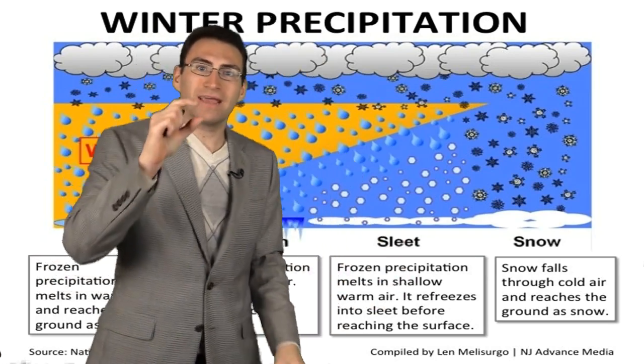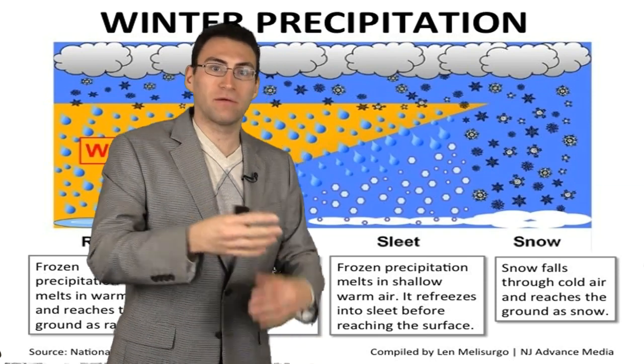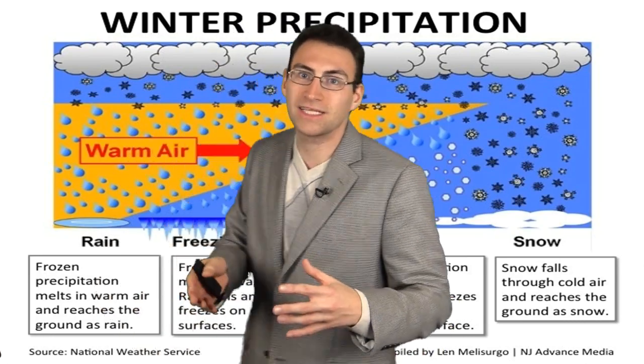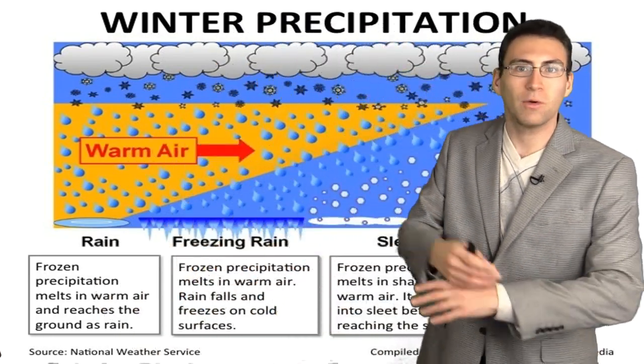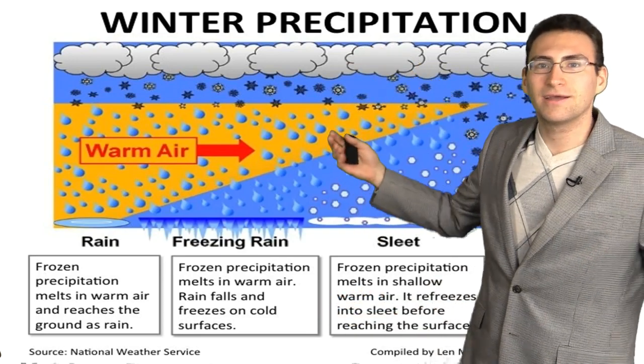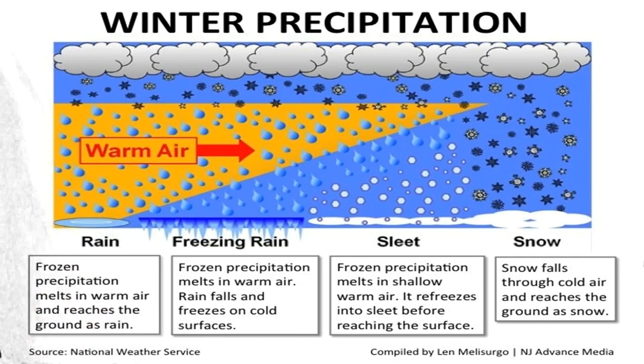With sleet, you need a thinner warm air layer. So it's melting partially from snow, but then it's refreezing into ice pellets before it hits the ground. With freezing rain, it's freezing on contact with the ground. With plain rain, you have a big warm air layer, so it's just plain rain all the way to the ground. So pretty good description there, the National Weather Service putting together that graphic.